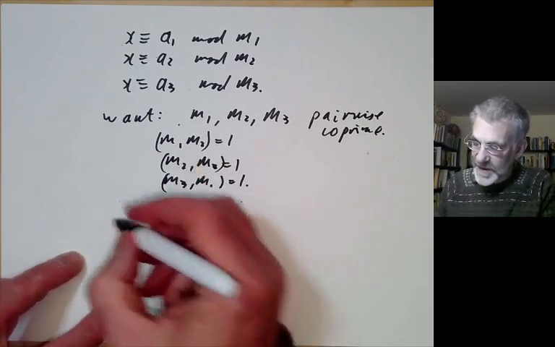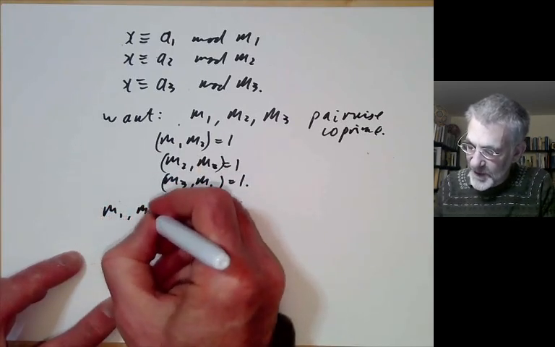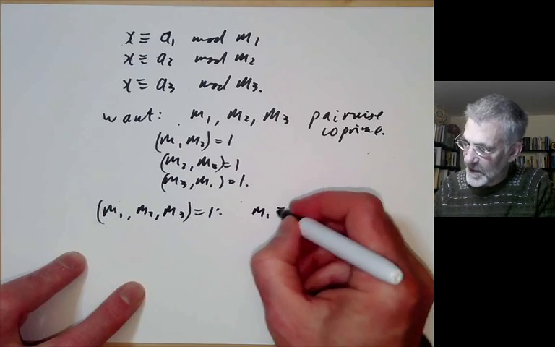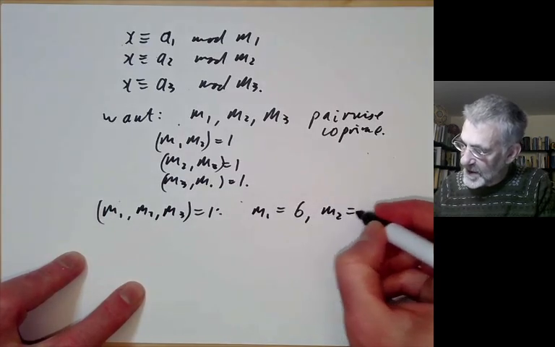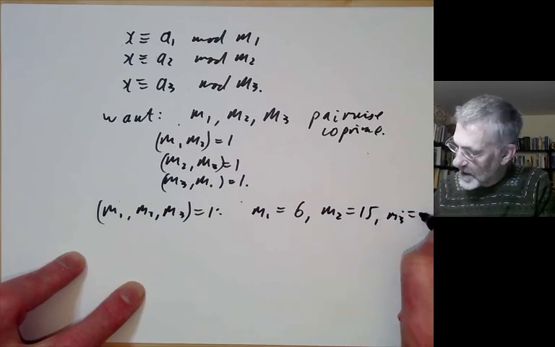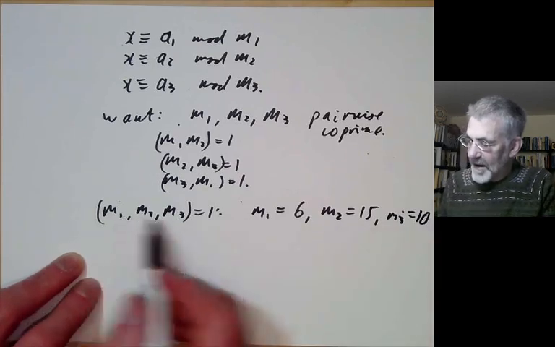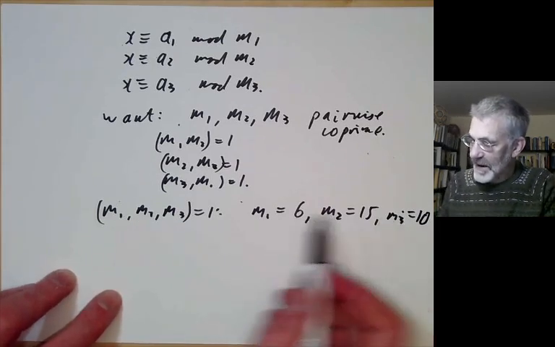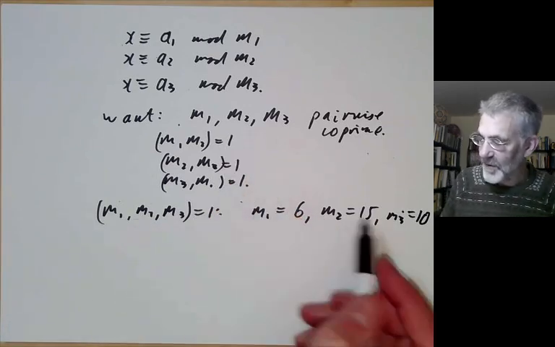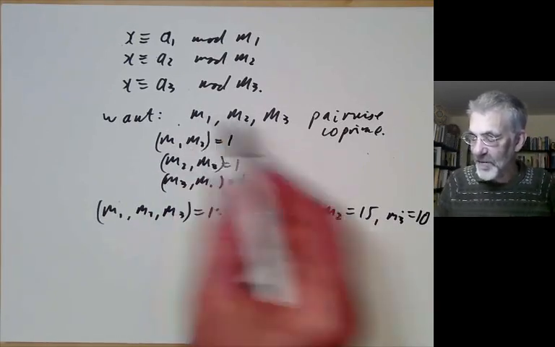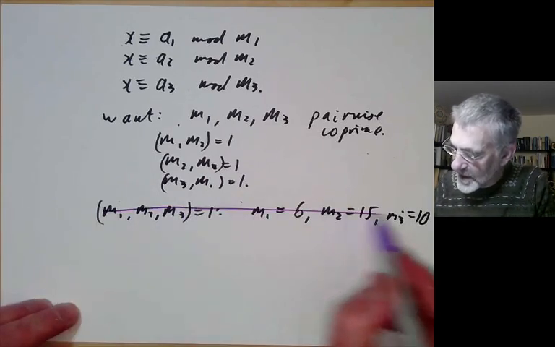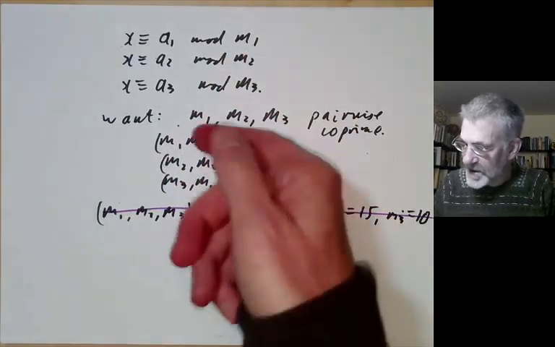Notice that this is stronger than saying that m1, m2, m3 have no common factors, because, for example, if we take m1 is equal to 6, m2 is equal to 15, and m3 equals 10, then for these three numbers, there's no common factor of all three, but any two of them have a common factor. So you mustn't confuse being pairwise coprime with all of them being coprime. So this isn't the condition we want. We want this stronger condition.